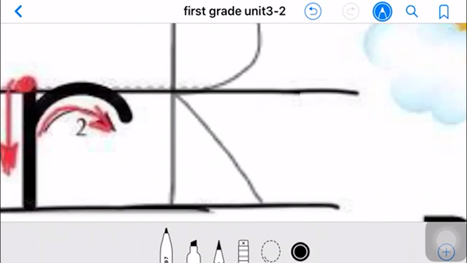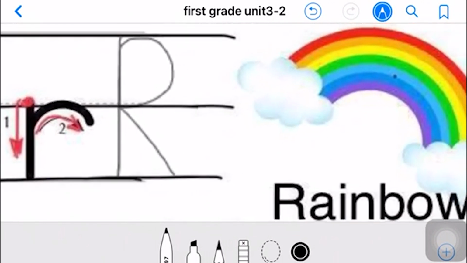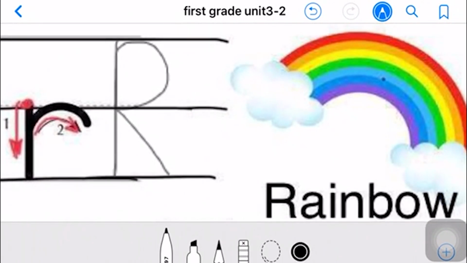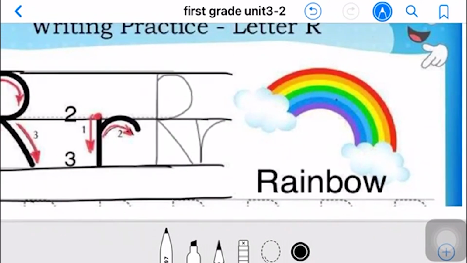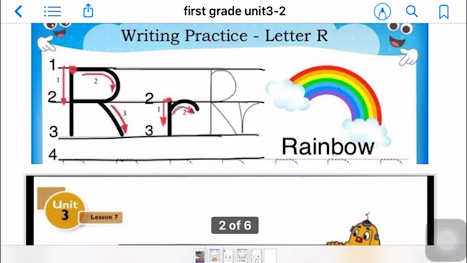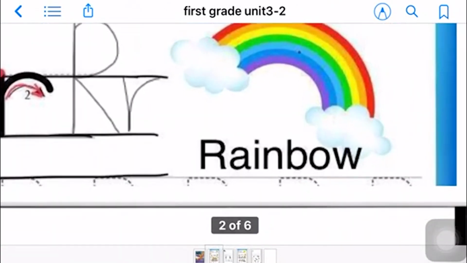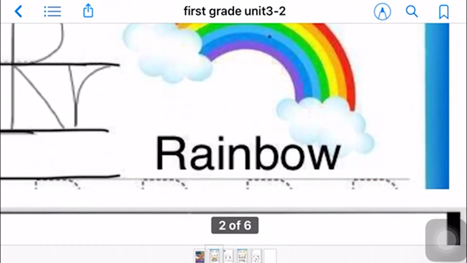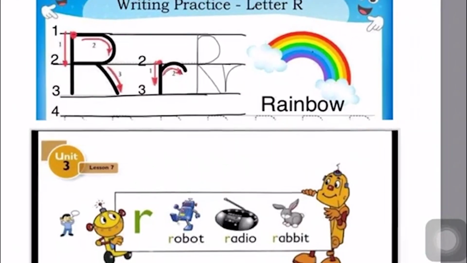Now, let's try to write small r. Okay, small r. We start from the second line. And then we go down. And then we go up to the second line. Nice. Okay. R is for what? For rainbow.